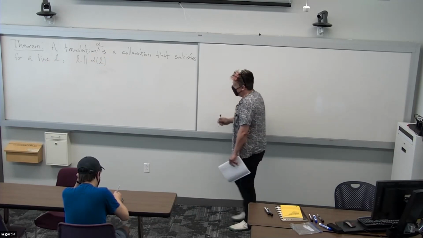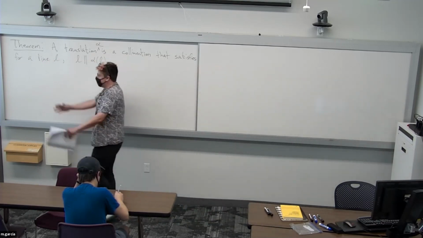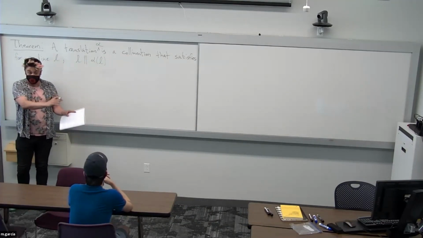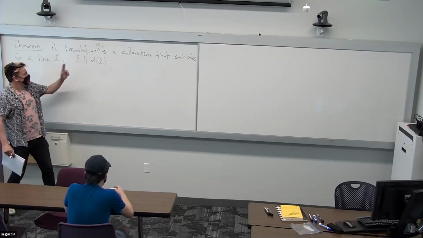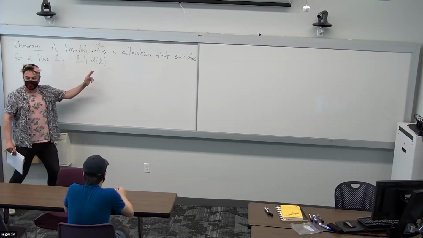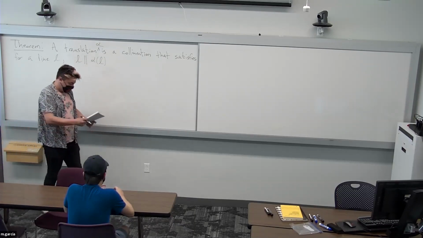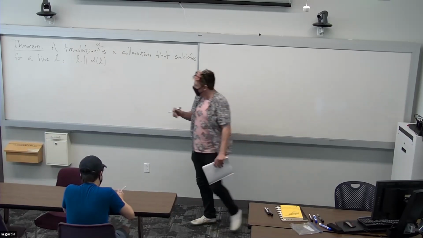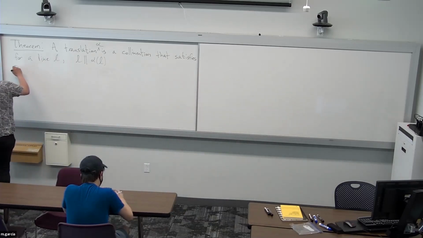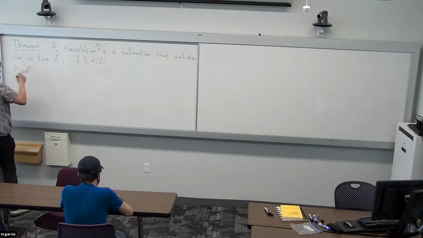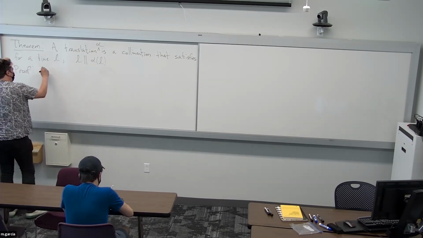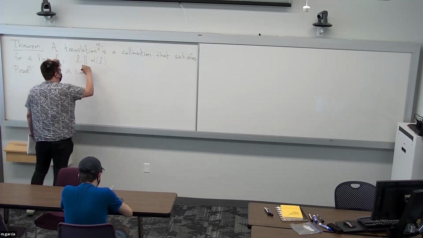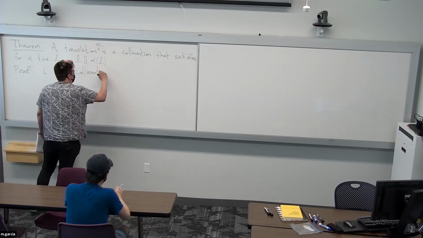Now notice that any collineation takes a pair of parallel lines to parallel lines. But here we're saying more. We're saying that the image of a line is parallel to the original line. Okay? So, let's prove this. First of all, we know that a translation is a collineation.